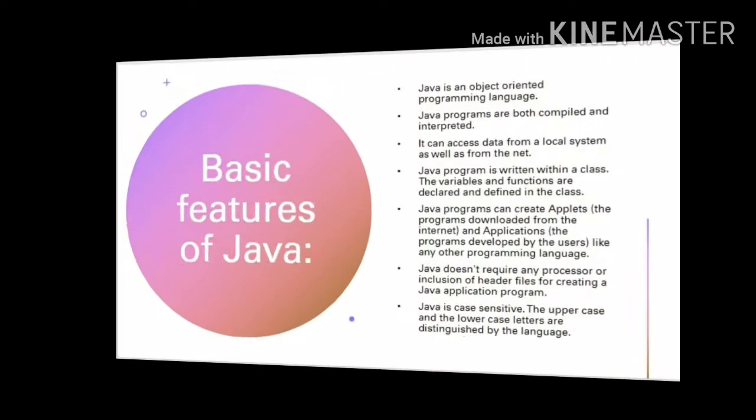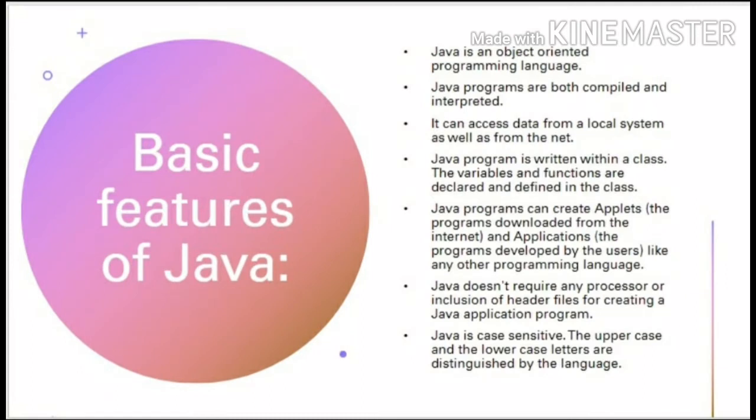Here are some basic features of Java. Java is an object-oriented programming language. Java programs are both compiled and interpreted. It can access data from the local system as well as from the net. A Java program is written within a class. The variables and functions are declared and defined within a class.